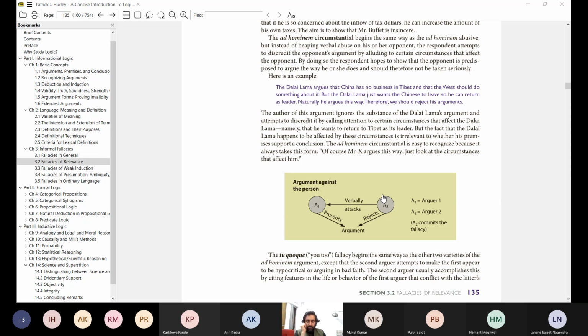Then one is committing this fallacy, because the fact that you're in this relationship to this argument doesn't undermine the argument itself. That's the key.